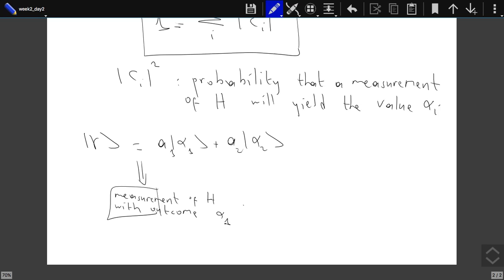After the measurement, this is before, the state of my system is alpha 1. A1 is lost, A2 is lost, alpha 2 is lost. So this is what we call the collapse of the wave function.